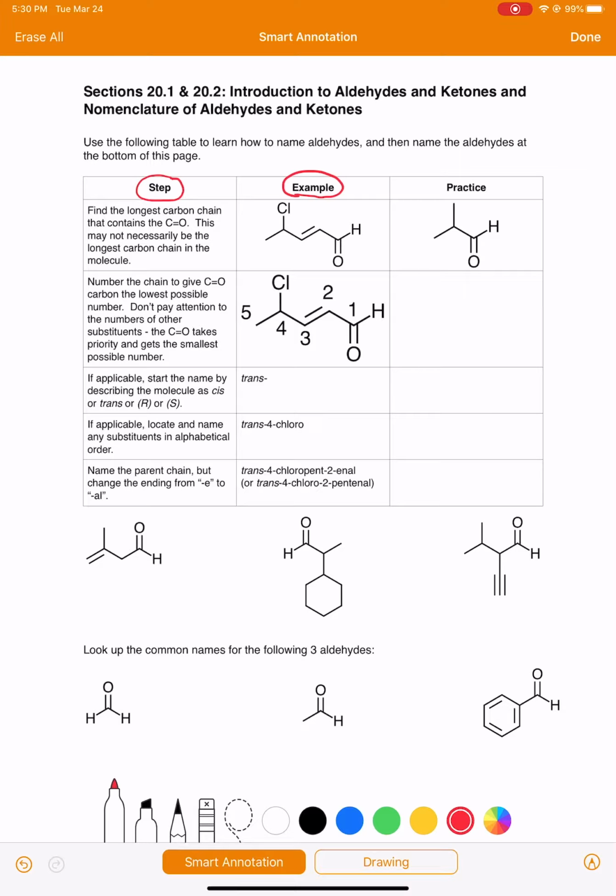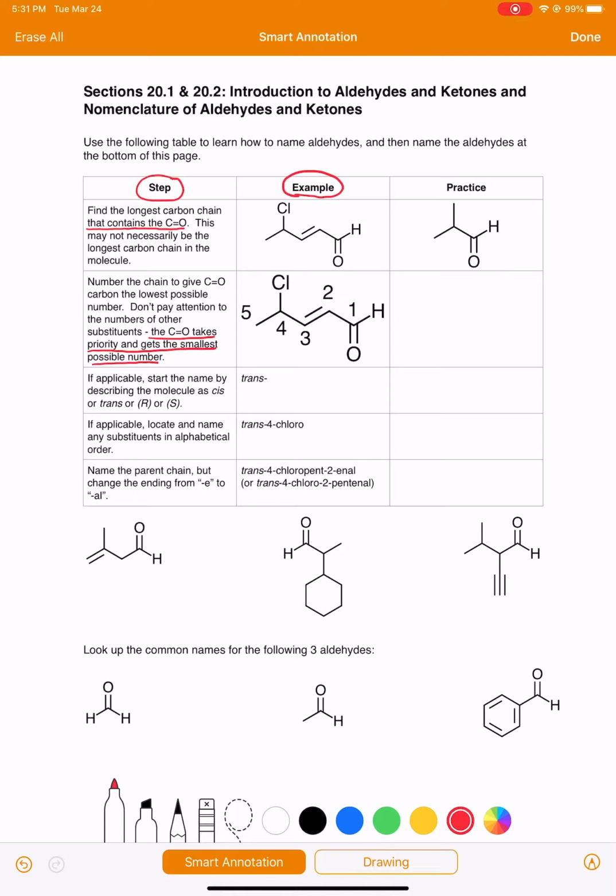So we talked about the prioritization of functional groups. Aldehyde is the highest priority functional group that you have learned so far. That means when you are finding the longest carbon chain in the molecule, you need to find the longest carbon chain that contains the carbon-oxygen double bond. And when you number that carbon chain, you are going to number it so that the carbonyl group gets the smallest possible number, which is 1. So that makes it pretty easy.